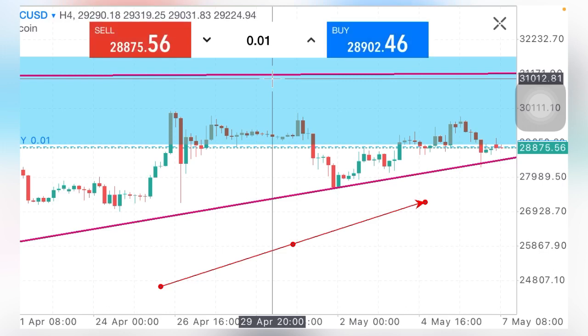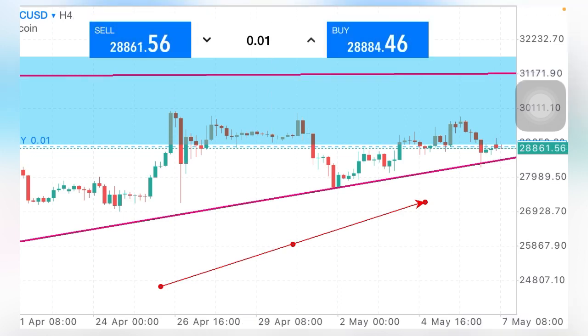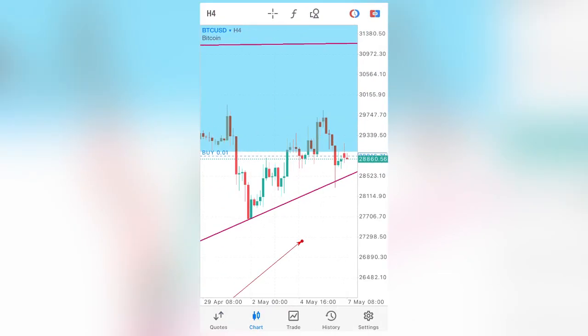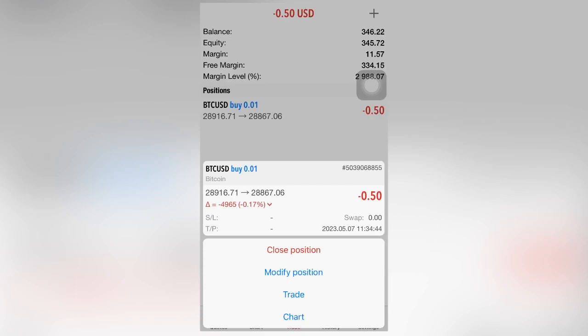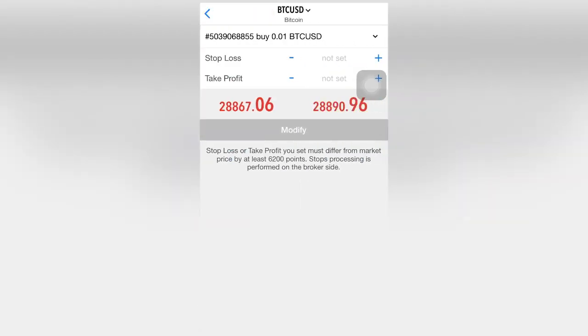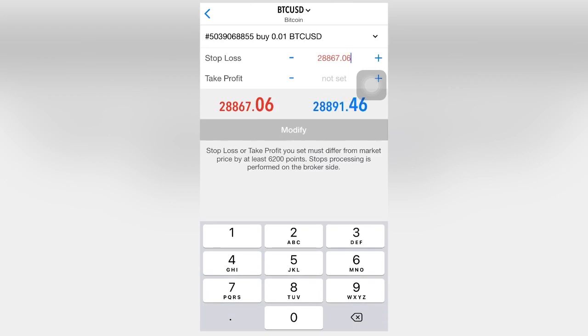So now I'm going to take that pip that is there, that price that is there, 31012.81. All right, this is my take profit. So now I'm going to go over to the trade, and I'm going to modify this trade, modify position. Now my stop loss, I will take that number.